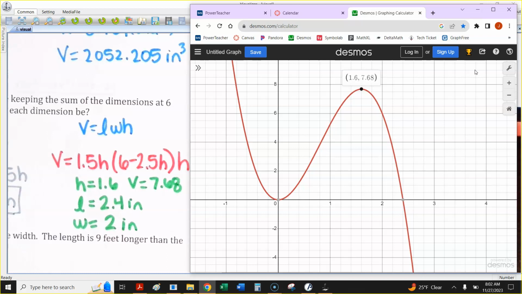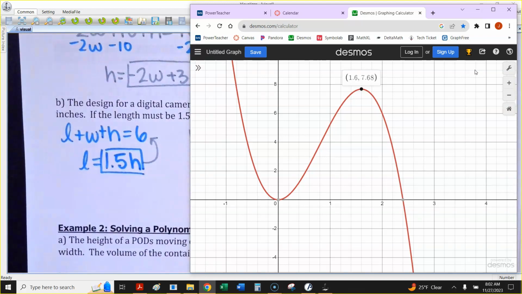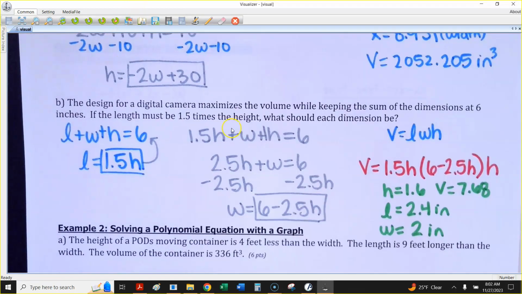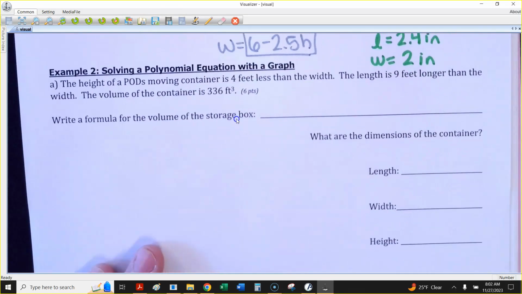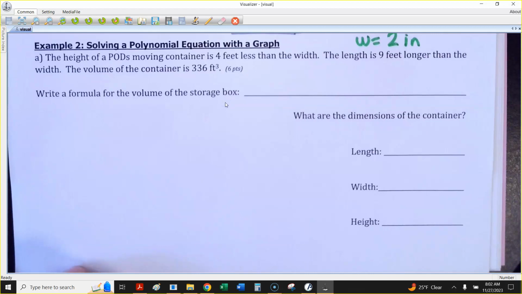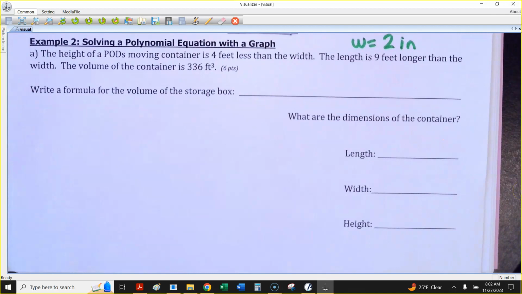Okay, now both of those questions had to do with maximizing something. These other two questions that we're going to do here real quick are still going to use a graph, but they're not going to maximize anything. So we're not going to be looking at a relative maximum or minimum here. Okay, this says the height of a pod's moving container is 4 feet less than the width, and the length is 9 feet longer than the width. The volume of the container is given to us here. It doesn't ask us to maximize this, so this is a little bit different.